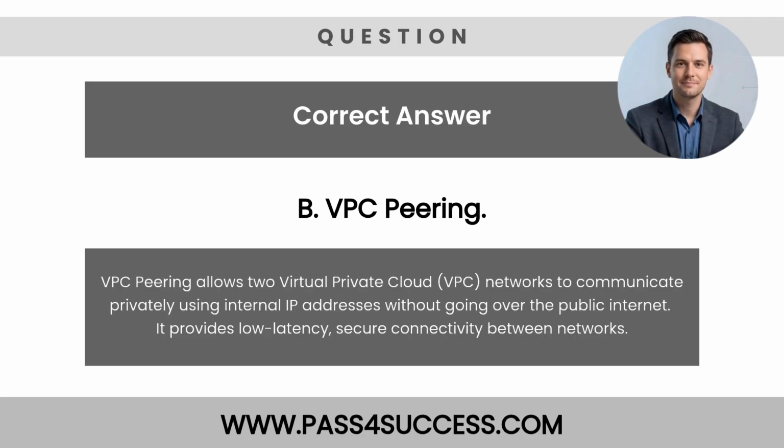Correct answer: B. VPC peering. Explanation: VPC peering allows two virtual private cloud (VPC) networks to communicate privately using internal IP addresses without going over the public internet. It provides low latency, secure connectivity between networks.